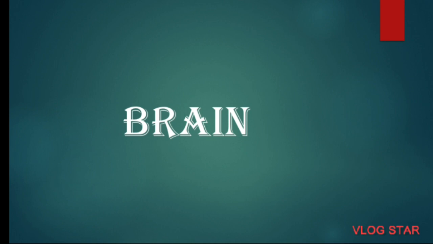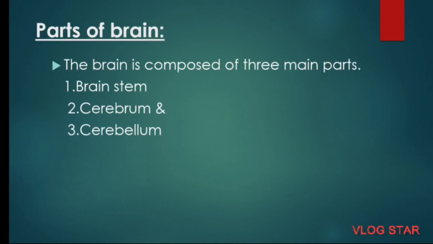So today I'm going to explain about the brain. Today we will study about the parts of the brain, structure and function. In short, let's start. The brain has three main parts: the brainstem, cerebrum and cerebellum. Let's study one by one.